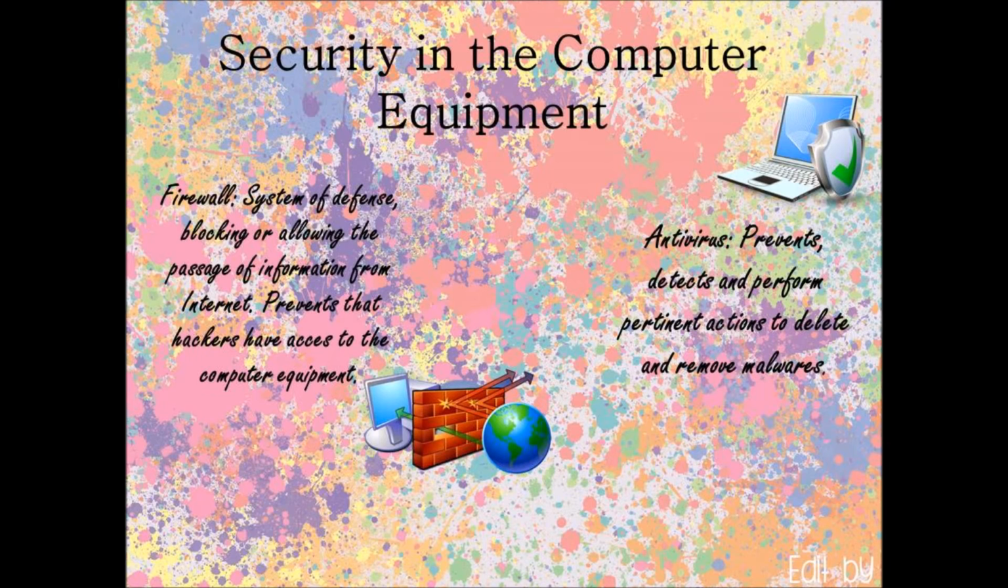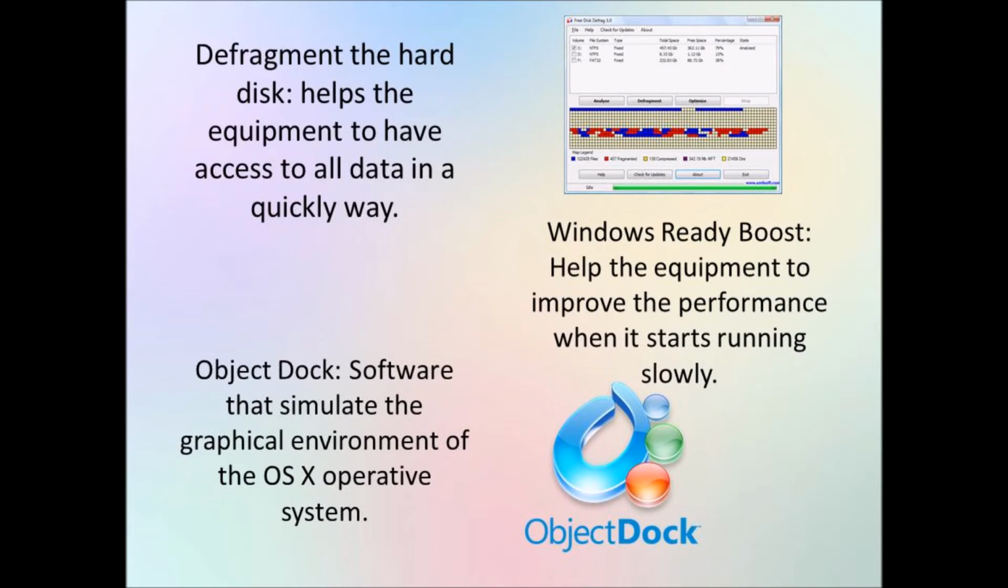Security in the computer equipment. The firewall is a system of defense blocking or allowing the passage of information from the Internet, preventing hackers from having access to the computer equipment. And the antivirus prevents, detects, and performs pertinent actions to delete or remove malwares.